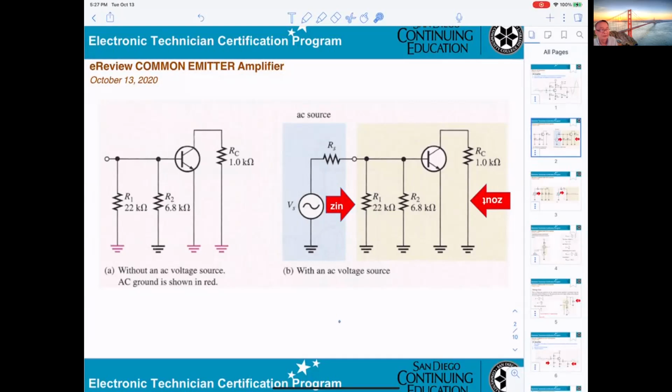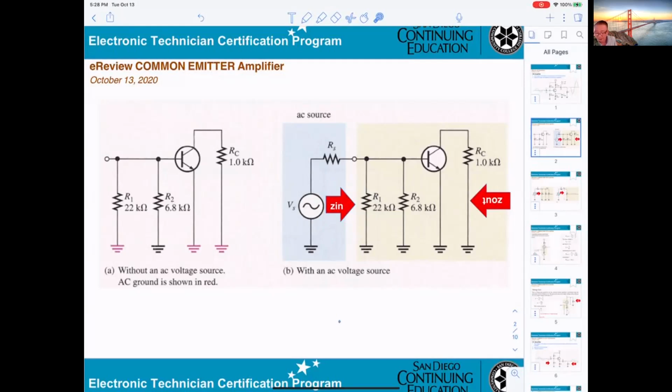This part here. Okay, you can see the dark part right here. That will be the generator. And when you're looking into the amplifier, you get a resistance. That's what they normally call G in, the input impedance. That means if you're looking into the amplifier, you see how much resistance you get, okay?